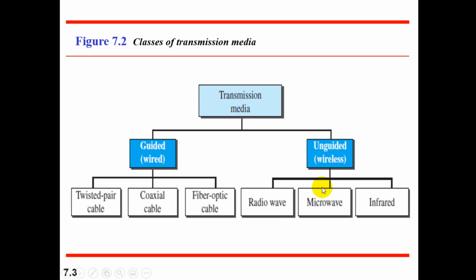In unguided, though we do not have any physical medium, here we have different frequency ranges in the wireless medium. Depending upon the frequency range, we divide the wireless transmission into three categories: radio wave communication, microwave communication, and infrared communication. We will now move forward and look into the detail of each communication medium.